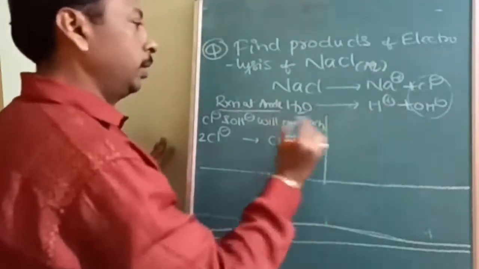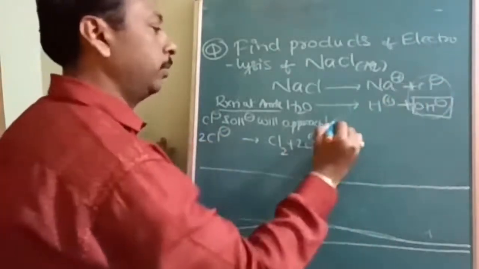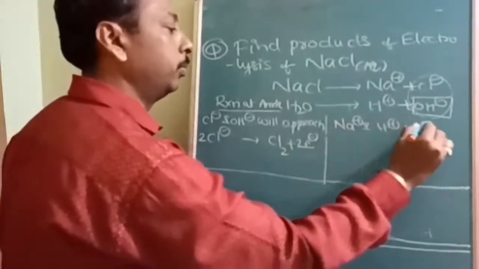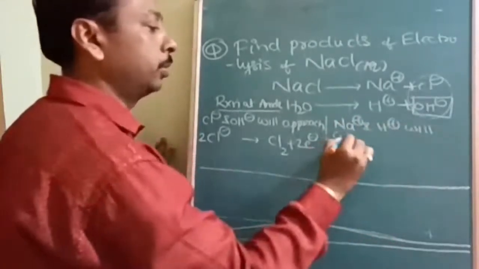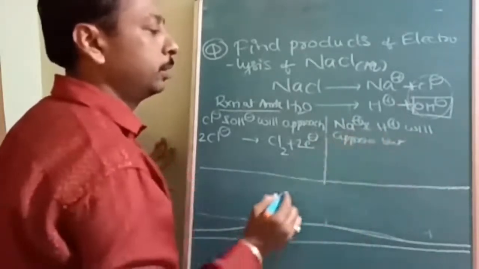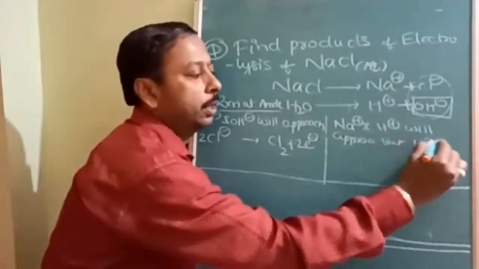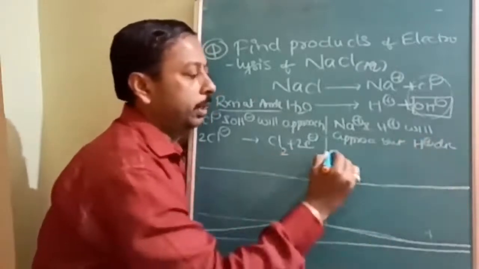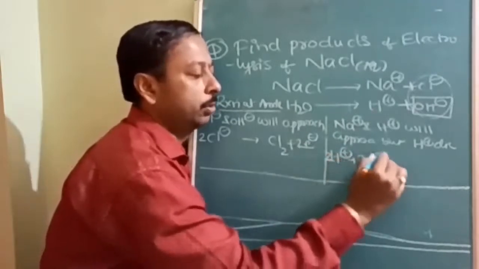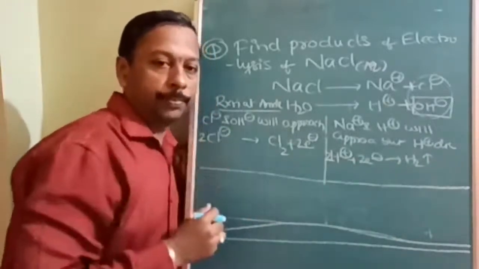Here, what is left over out of this now? OH minus is left over, Cl minus reacted. But here Na plus and H plus will approach. Out of these, which is easy to discharge? Easy to discharge is H plus, so H plus is discharged. So 2H plus plus 2 electrons will give you hydrogen gas. What gas? Hydrogen gas. Is it understood?